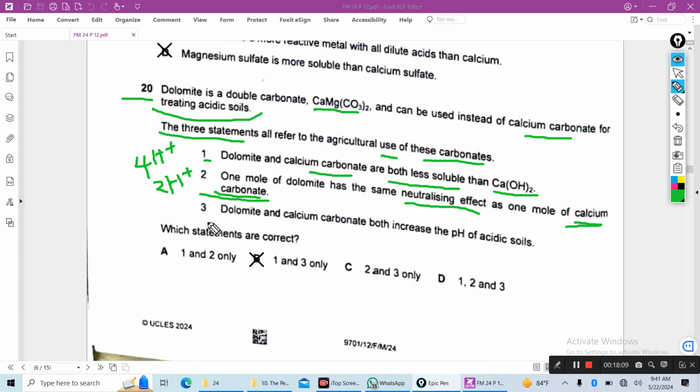2 is wrong. 3, dolomite and calcium carbonate both increase the pH of the acidic soils, because they are alkaline, so they increase the pH of the soil. So answer B is the right answer, 1 and 3.